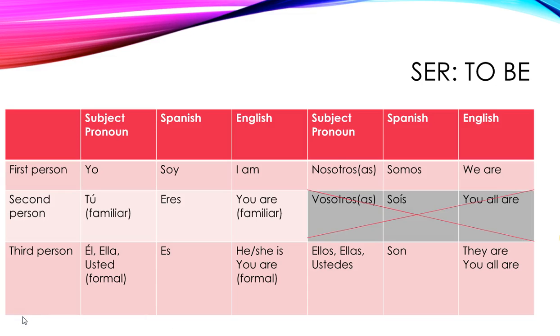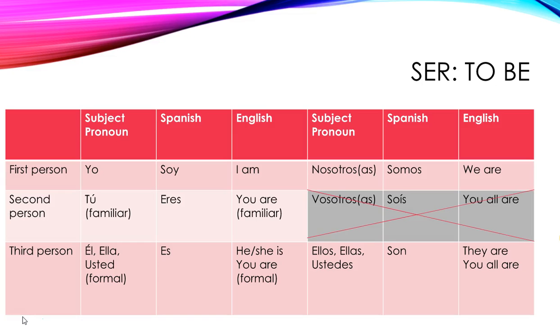The yo form of ser is soy. The tú form of ser is eres. The él, ella, usted form of ser is es. You can also use es when the subject is one person's name or one object.